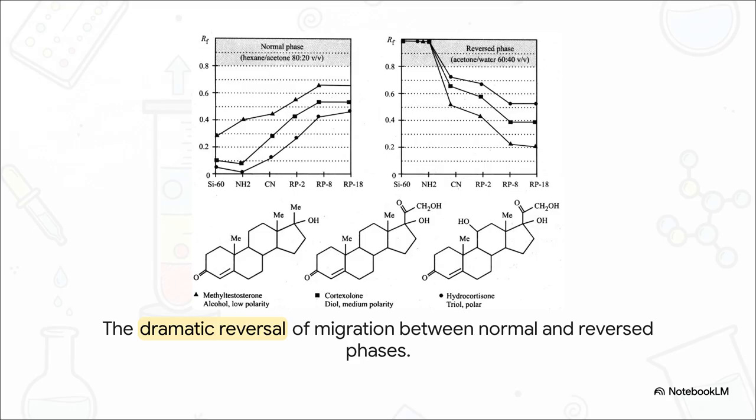The results of a test like this are honestly mind-blowing. When you run this separation on a normal phase, using bare silica, the highly polar hydrocortisone basically hits a brick wall. It barely moves. Meanwhile, the low-polarity methyltestosterone zooms right past and moves the fastest. But then, when you switch to a reversed phase using those custom-bonded alkyl chains, the entire order completely reverses. The response factor and the migration order undergo a dramatic reversal. Just by chemically modifying that stationary phase, chemists have entirely flipped the behavior of these complex steroids.